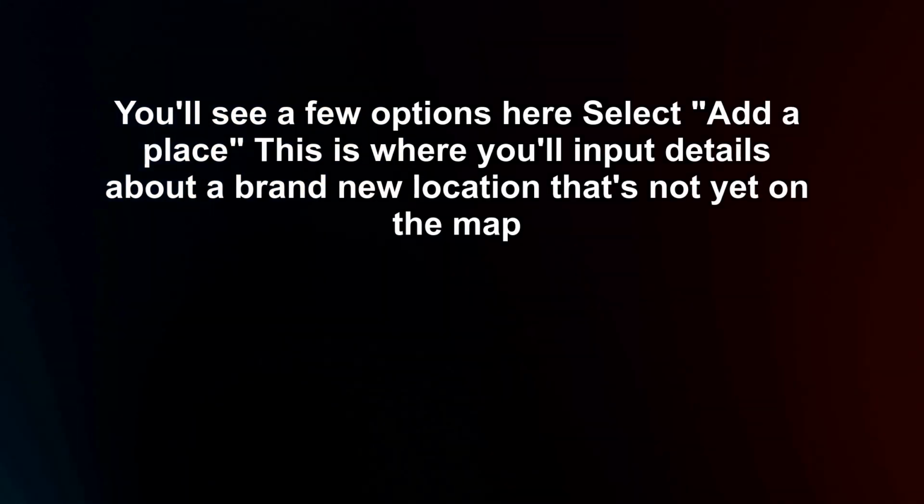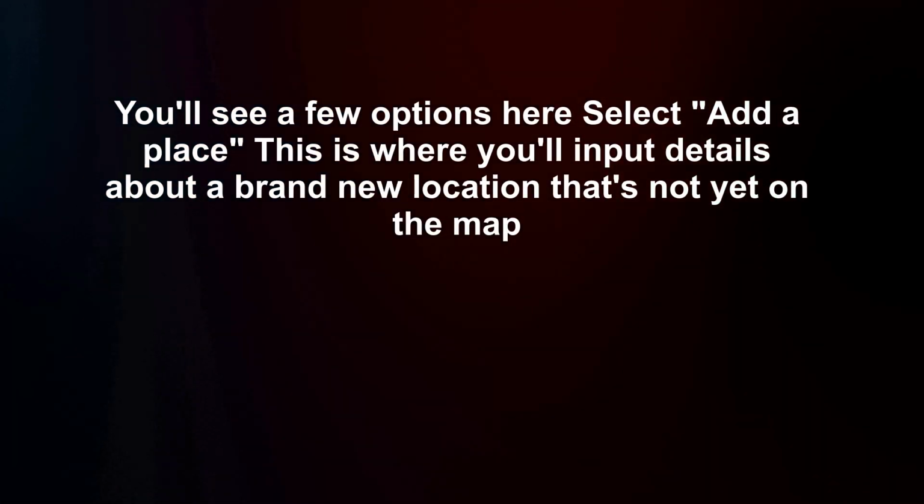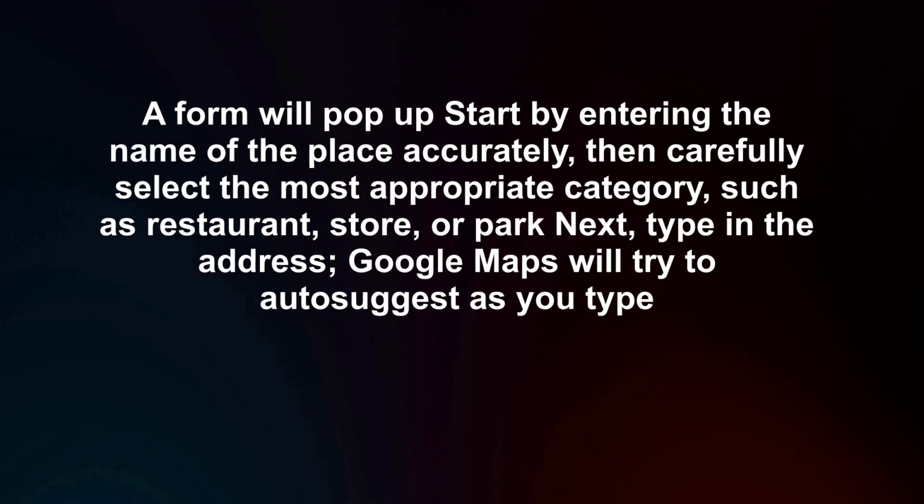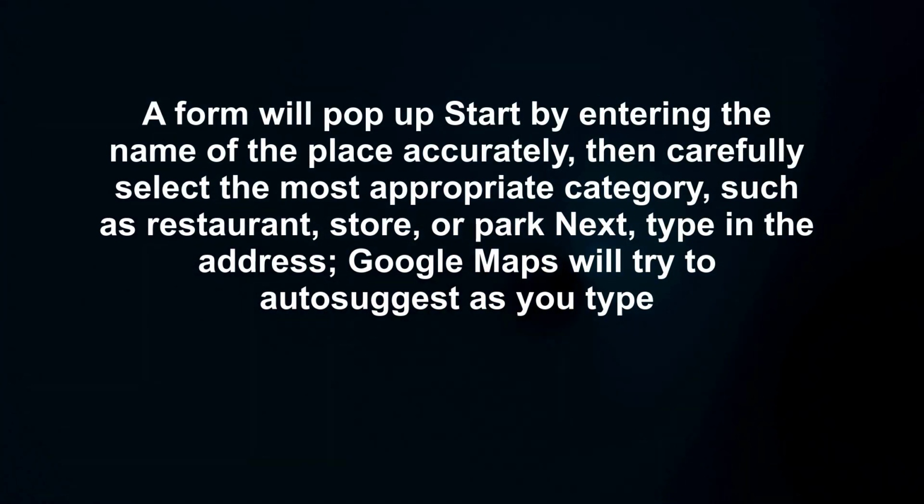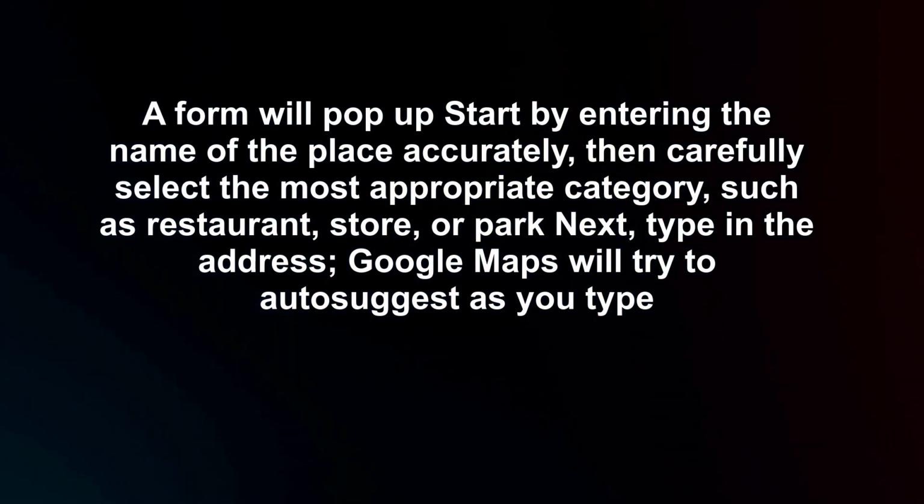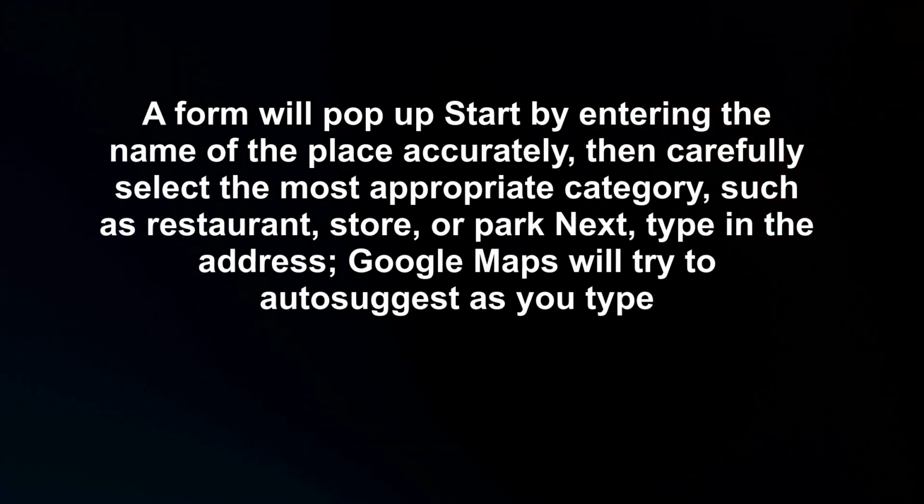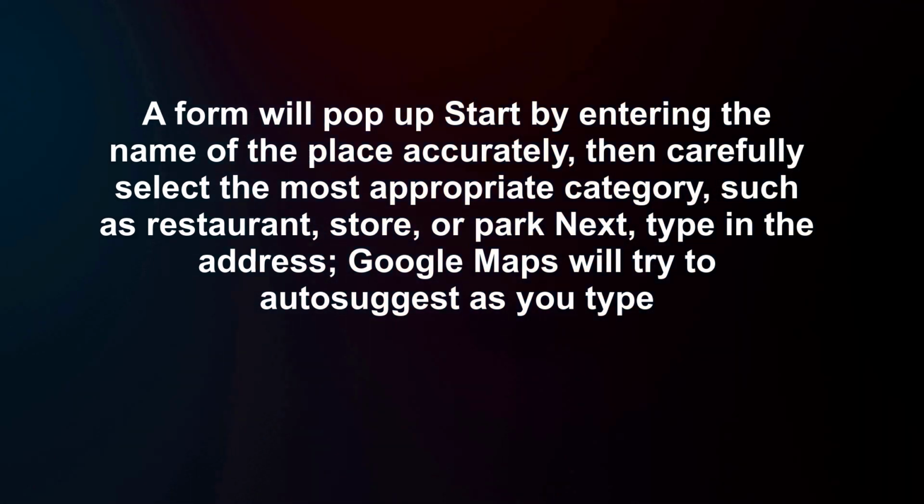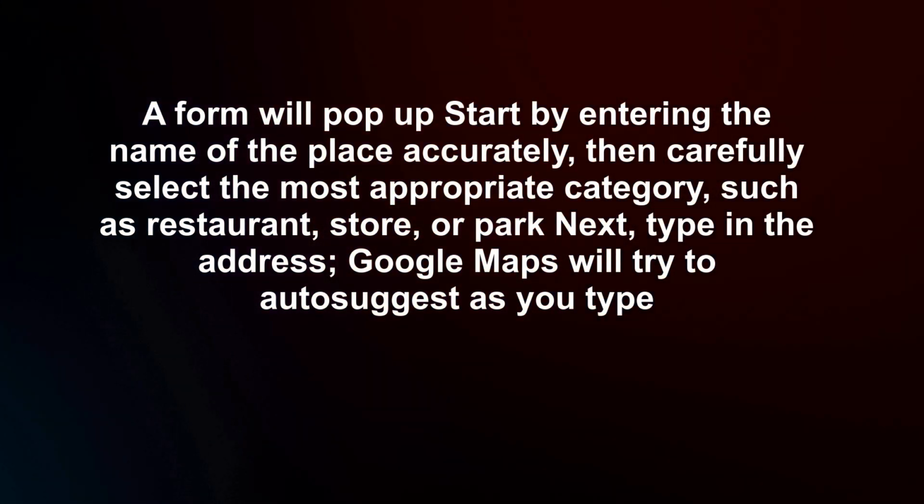You'll see a few options here. Select Add a Place. This is where you'll input details about a brand new location that's not yet on the map. A form will pop up. Start by entering the name of the place accurately, then carefully select the most appropriate category, such as restaurant, store, or park. Next, type in the address. Google Maps will try to auto-suggest as you type.